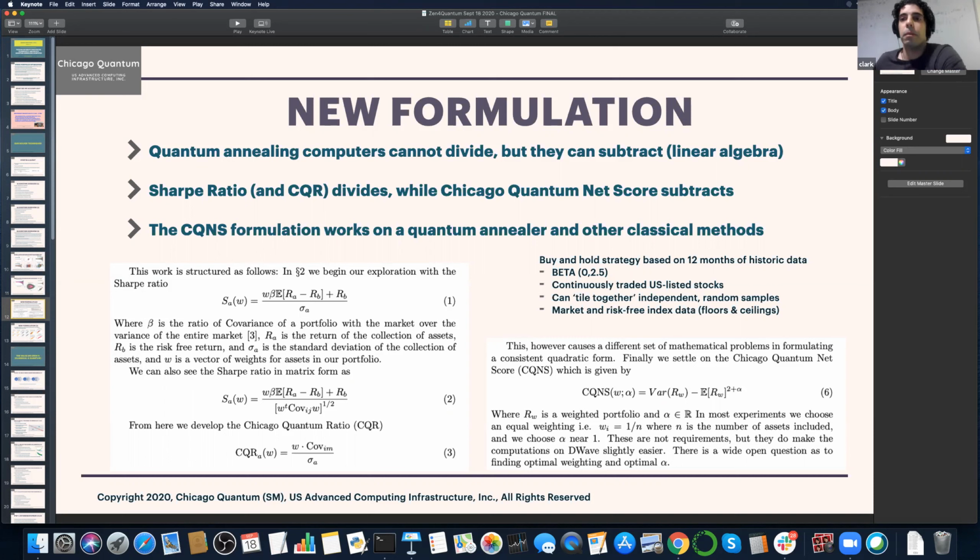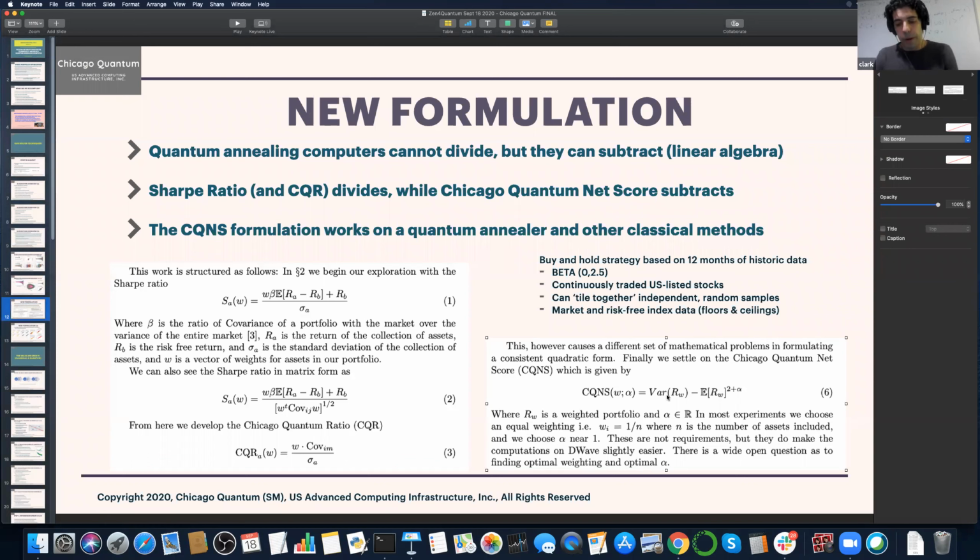No problem. But in order to actually benchmark a quantum computer correctly against the classical computer, we want to run the same models. What we ended up showing is that we can't properly run the Sharpe ratio on a quantum computer, so we had to linearize it. What we ended up using is something that Jeff stumbled upon called the Chicago Quantum Net Score. If you look at it really closely, it's very close to the log of the inverse Sharpe ratio.